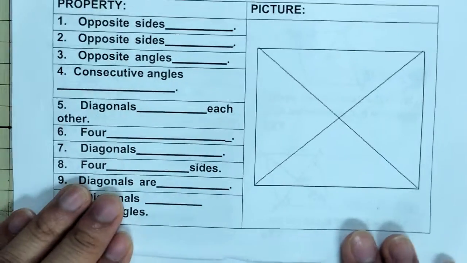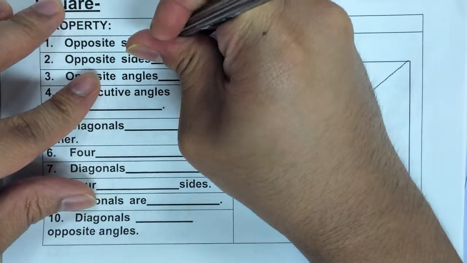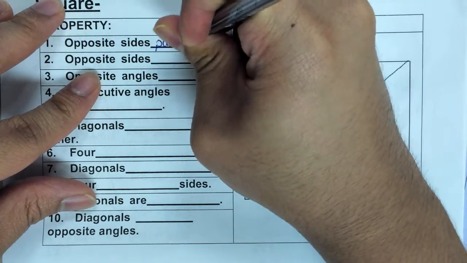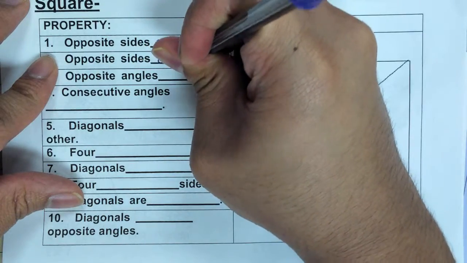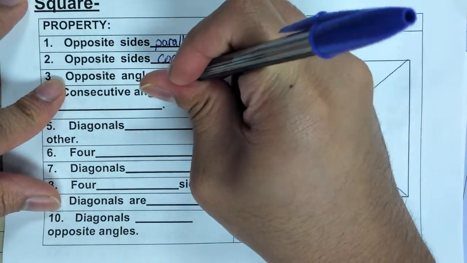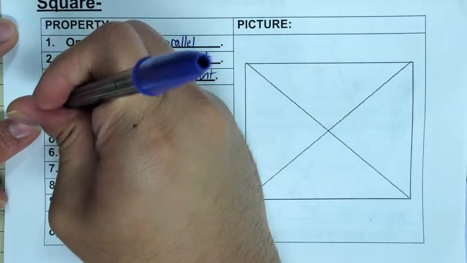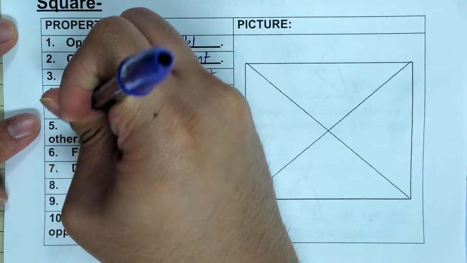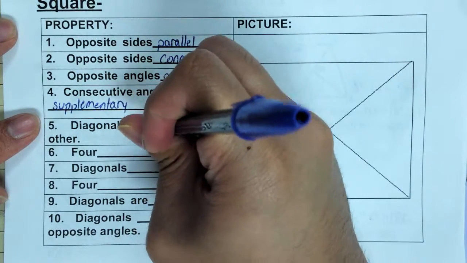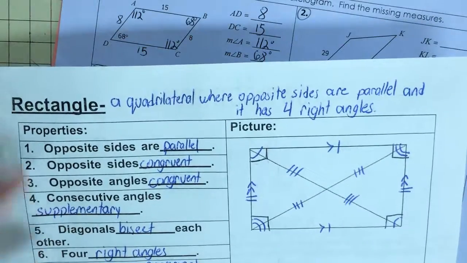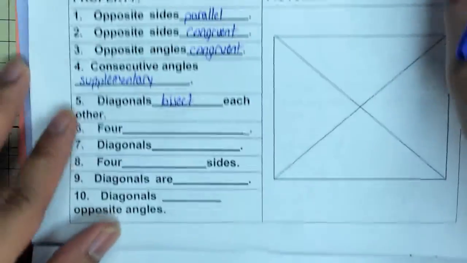So, here we go. In a square, opposite sides are parallel. Opposite sides are congruent. Opposite angles are congruent. Consecutive angles are supplementary. And diagonals bisect each other. So these are all properties of a parallelogram. Okay?